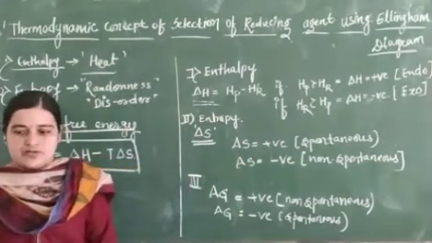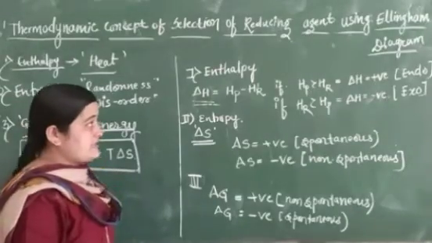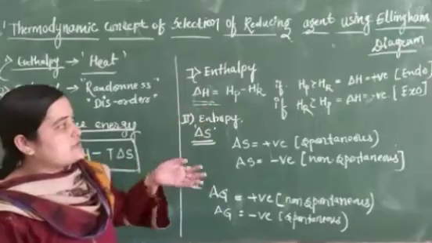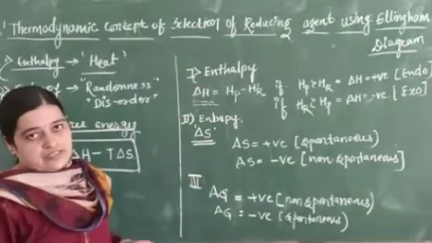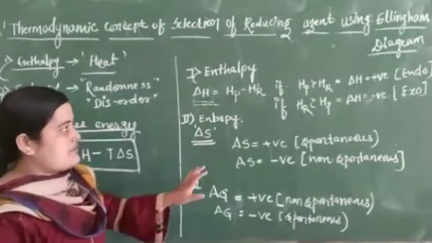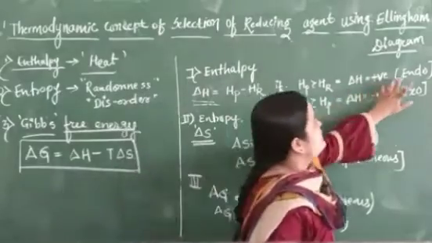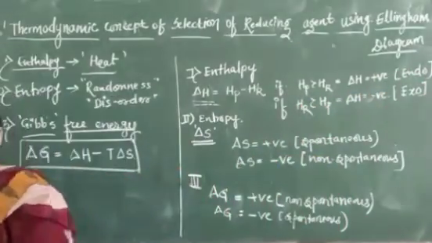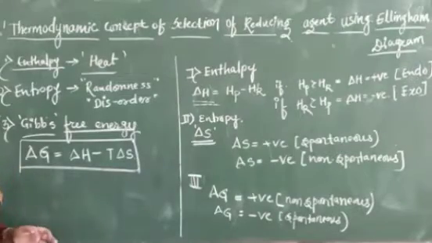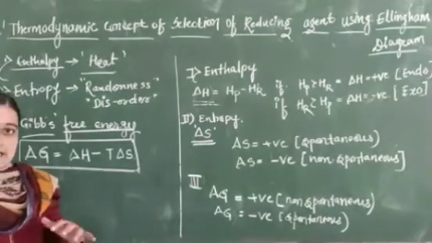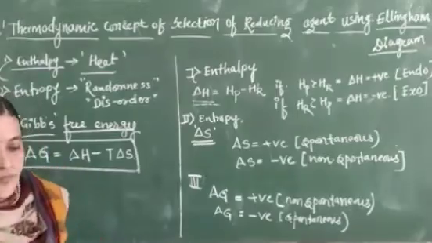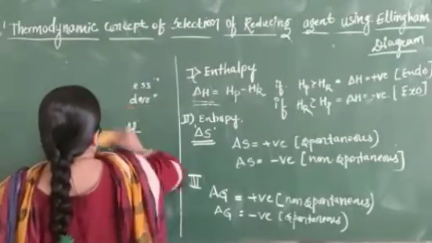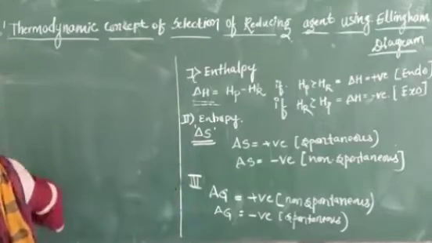Spontaneous and non-spontaneous. Now let me tell you the meaning of these terms: spontaneous, non-spontaneous, endothermic, exothermic. First of all, I will tell about the meaning of endothermic. What is the meaning of endothermic? Endothermic is nothing but a reaction mixture in which heat is absorbed. Let us see the meaning of endothermic and exothermic.